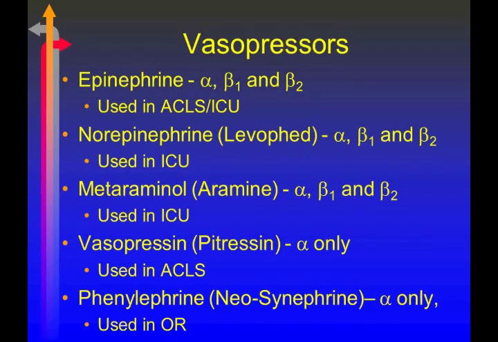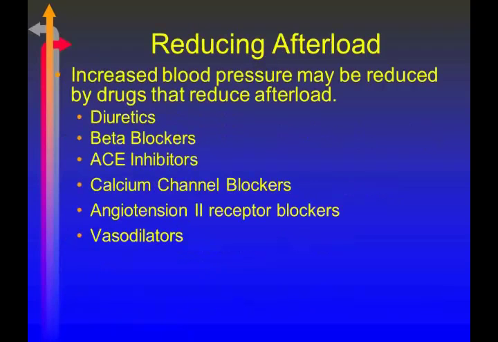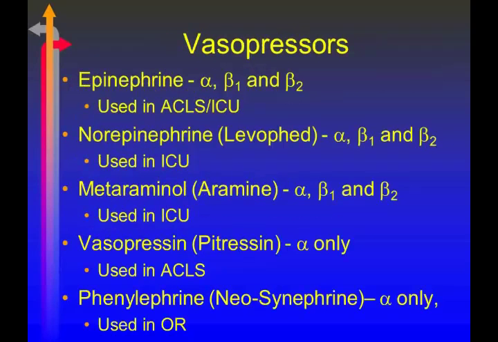Levophed or norepinephrine is one that is used in the ICU more commonly. Vasopressin is one that is used as a substitute for epinephrine during ACLS. And in the OR they use one called neosynephrine, phenylephrine is another one that anesthesia uses a lot. But typically what we end up seeing are other drugs that I'll cover when we get to there, things like dopamine and dobutamine that are more commonly used to regulate blood pressure.